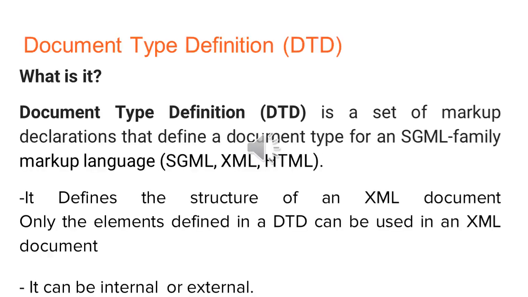XML and one important topic called DTD. This is document type definition. DTD is a set of markup declarations that define a document type for SGML family markup languages. So SGML is one of the family of markup languages like XML and HTML. It defines the structure of an XML document, and only the elements defined in a DTD can be used in an XML document. So it can be either internal or external.